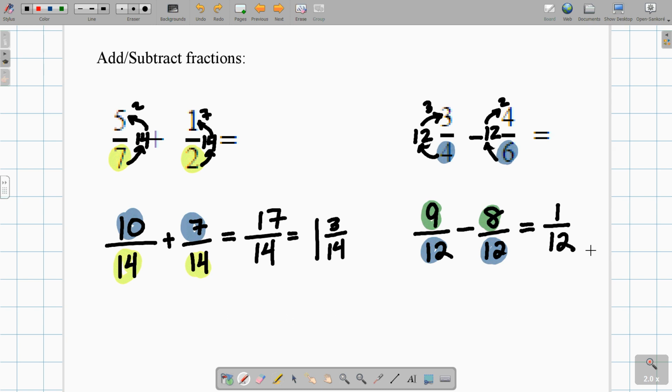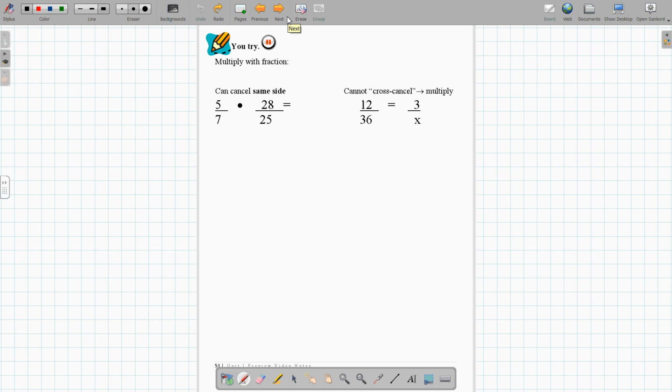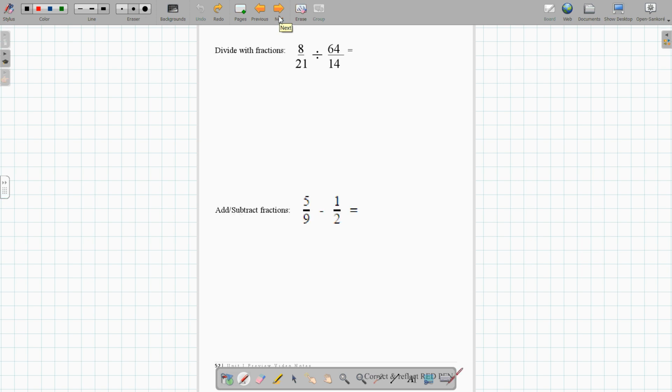This page and the next one you're going to do on your own. Please do this on your own. Don't just copy the answers. Do this on your own in pencil, then grab your red pen, like you're supposed to, and correct in red. Pause the video.